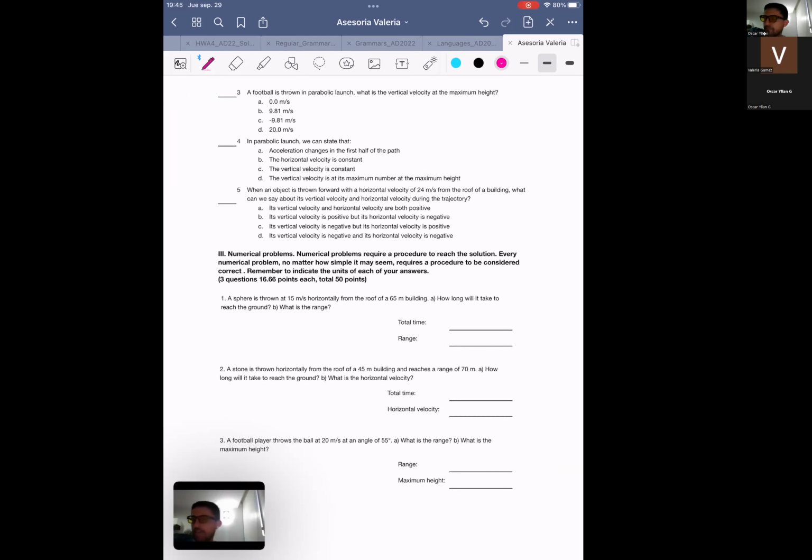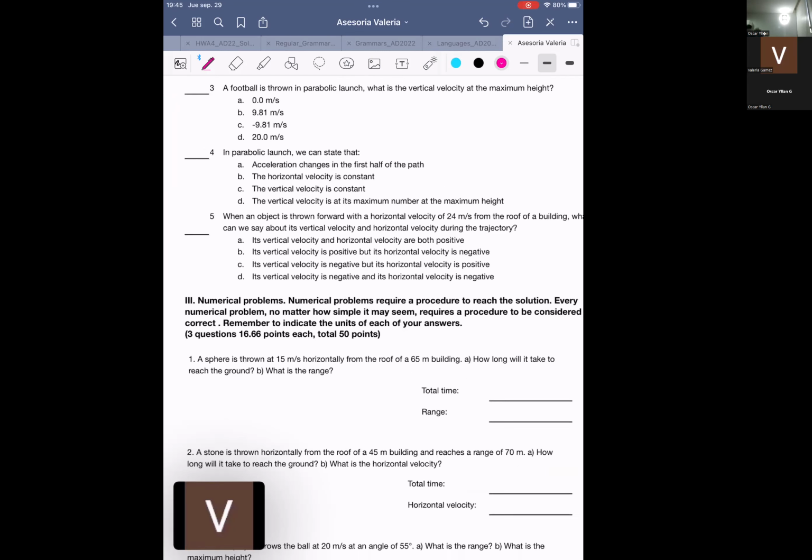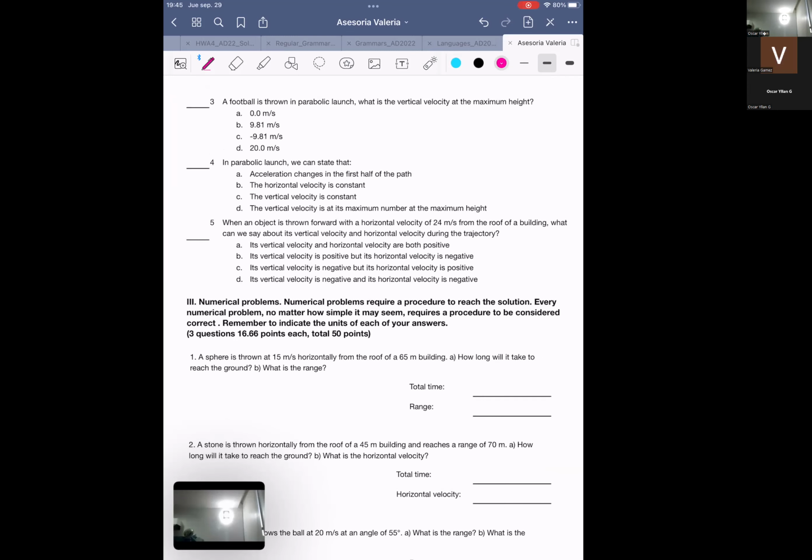Okay, perfect. Let's continue. A football is thrown in parabolic launch, right? What is the vertical velocity at the maximum height? What do you think? 0. Perfect. It's 0, right? Because we said that at the top of the parabola, at the vertex, the velocity is going to be 0.